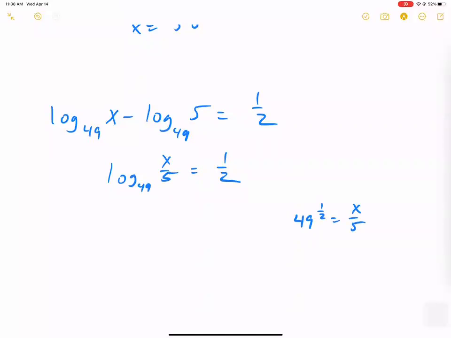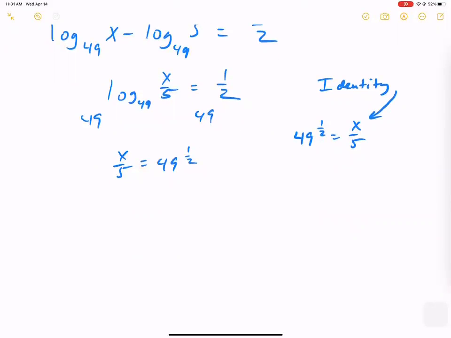Or on the left hand side, we can just take the base 49 to both sides: x over 5 is equal to 49 to the 1/2 power. Both of these ways are totally okay. I would label this as identity on my work. This is important, that you label it so the reader knows how you got there.